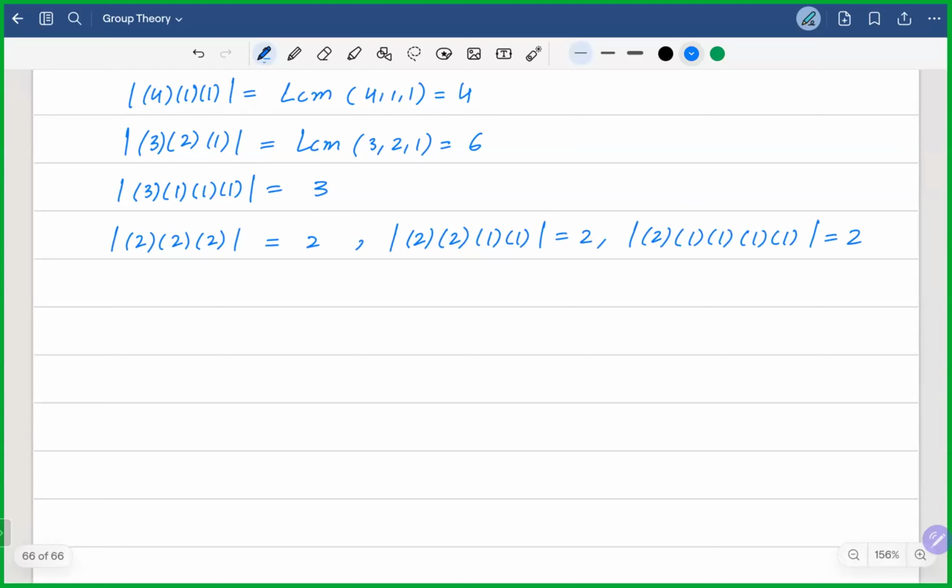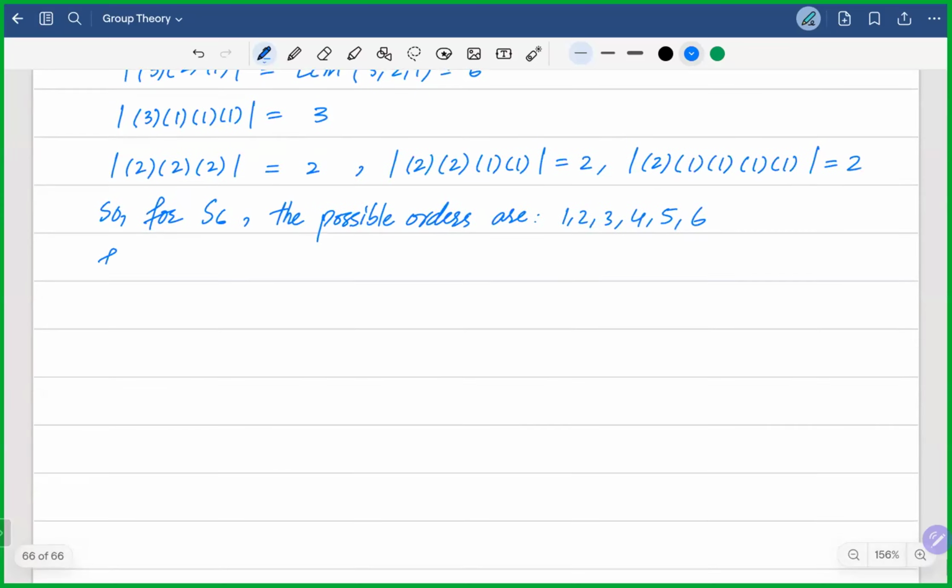So for say S6, the possible orders are going to be 1, 2, 3, 4, 5, 6. Okay.